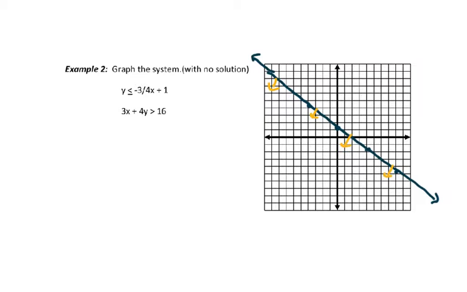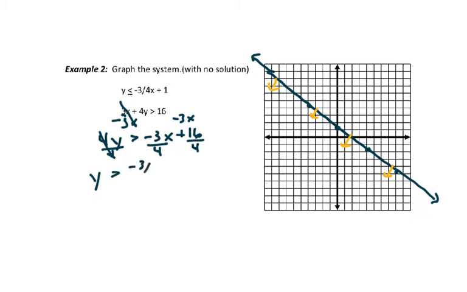All right, so now I got to go to my second one, which is not in Y form, and I need to put it in Y form. So the first thing I'm going to do is subtract a 3x from both sides. So that's going to cancel those out, leave me with 4y greater than negative 3x plus 16. Lastly, I'm going to divide by 4. That's everything gets divided by 4. That's going to leave me with my Y form, which is y greater than negative 3/4 x plus 4.